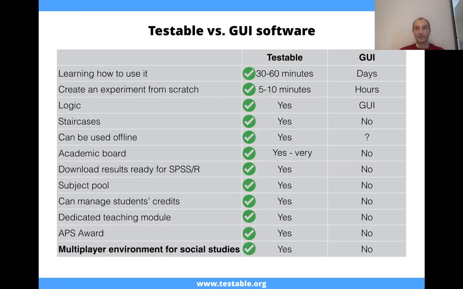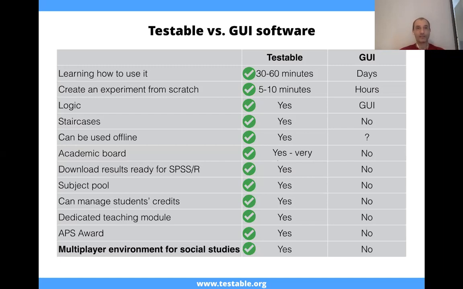This is a comparison between Testable and any graphical user interface software out there. So you see, there are some significant advantages in using Testable. When it comes to learning how to use it, it really doesn't take you more than an hour, usually between 30 and 60 minutes to master Testable. Graphical user interface software may take you days.